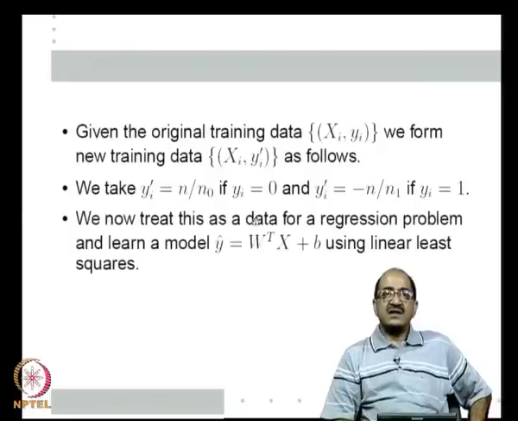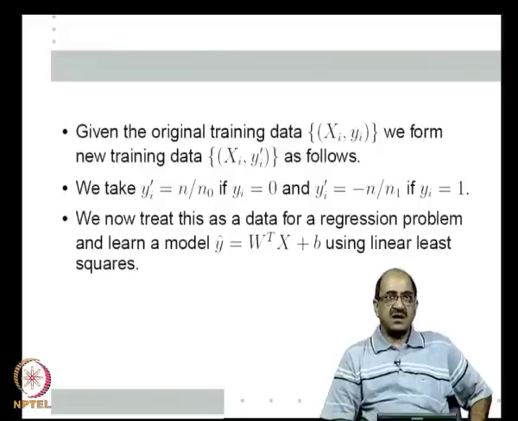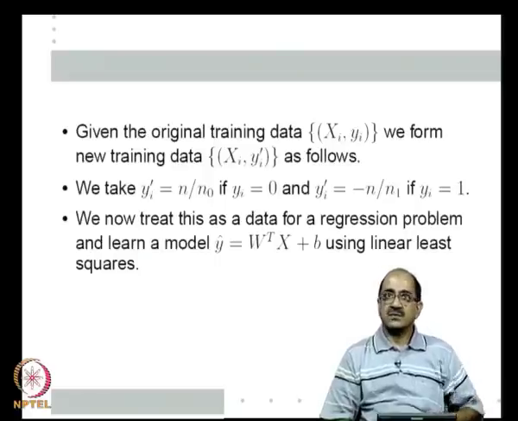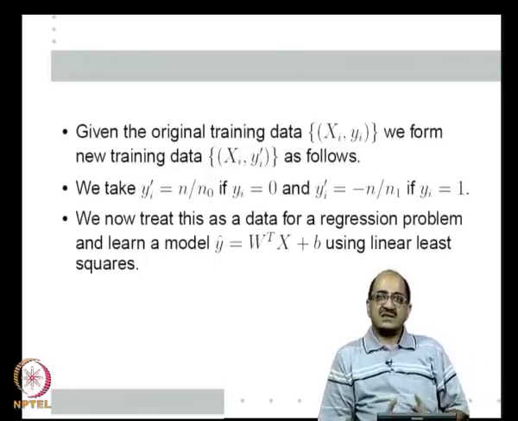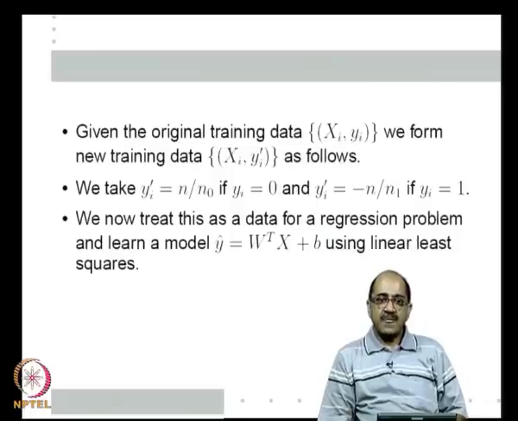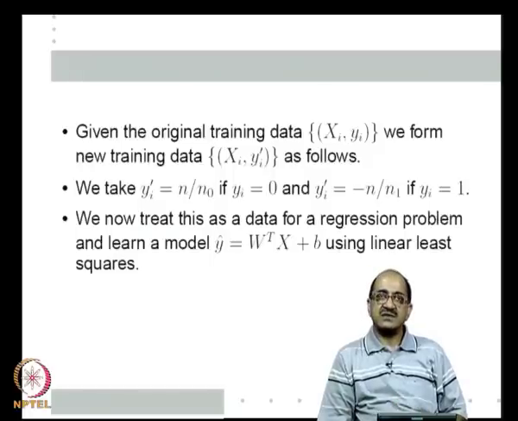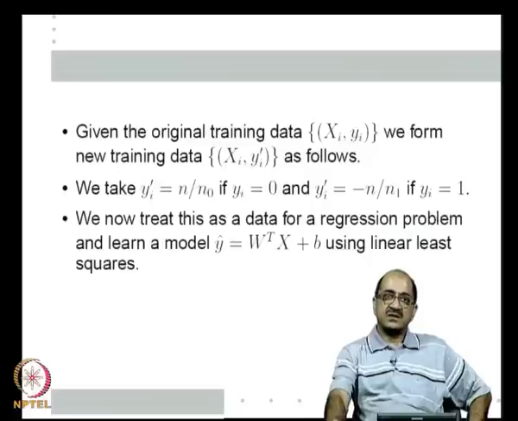Then we can treat this xi, yi prime data as a regression problem. The xi's are in R^d, the yi prime are in R. I want a linear predictor, y hat equals W transpose x plus b. Simply viewing xi, yi prime as data for a regression problem, I can certainly use least squares to find a linear predictor, y hat equals W transpose x plus b, using our standard linear least squares method that we have done in the last couple of lectures.